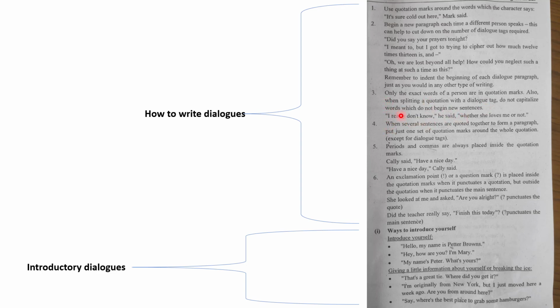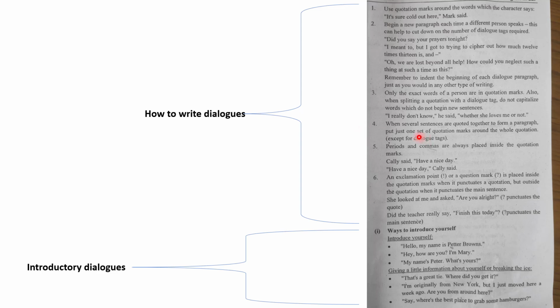For example, "I really don't know," he said, "whether she loves me or not." So both of these parts are said by the same person, right? So you surely will not put a capital W because you are inside the same dialogue here.